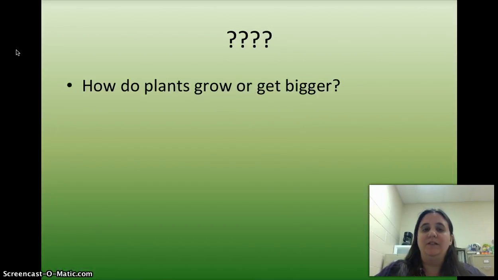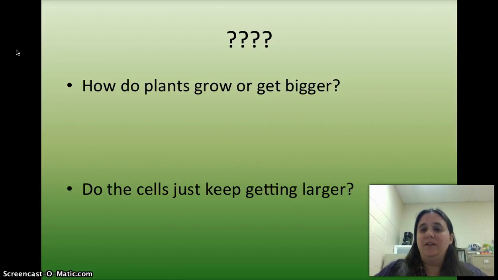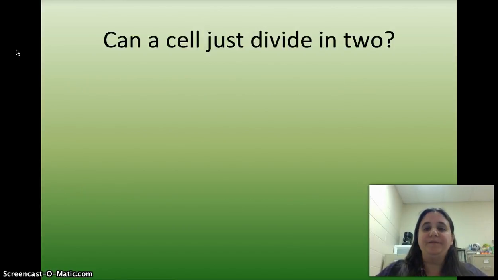Okay, more questions. So then if a larger plant doesn't have larger cells, then how does the plant grow and get bigger? Is it possible that the cells just keep getting larger? No, we've already answered that. Because of cell size and efficiency, a cell cannot get too big, otherwise it would not be efficient. So let's find out exactly how they go about getting bigger and growing.